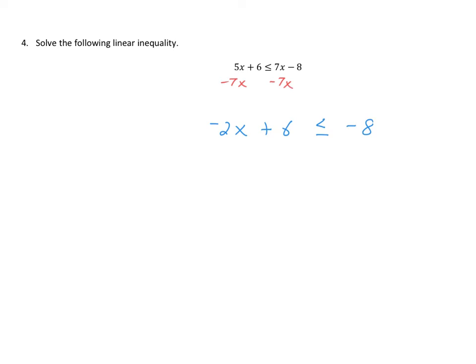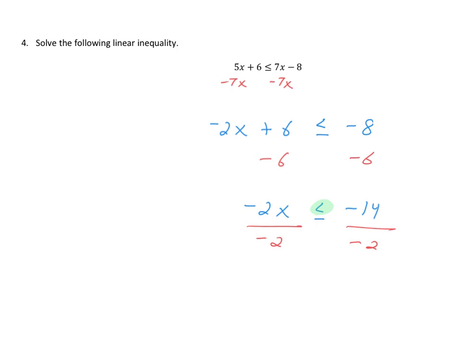Now what I can do is subtract 6 from both sides of the inequality, and I get that negative 2x is less than or equal to negative 14. The last step is to get x by itself, divide both sides by negative 2. And we've got to be careful here. I now just divided both sides by a negative number, and that will have an effect on this inequality portion.